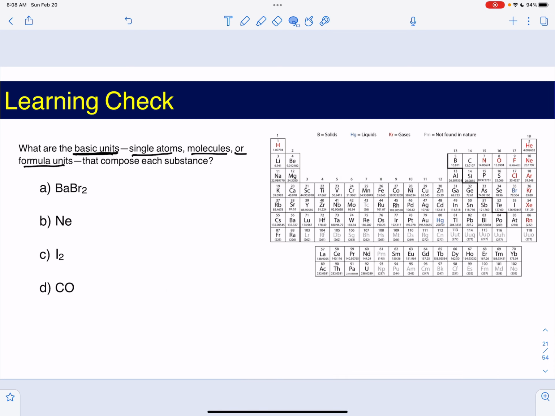So with that out of the way, let's go ahead and find this. First thing, let's find which one is ionic and which one is molecular. The problem is not asking you to do that, but to answer the problem, you have to know that. The first one, barium, is a metal. Bromine is a non-metal, so this one is ionic. The second one is just an atom, so we already answered that. This would be a single atom.